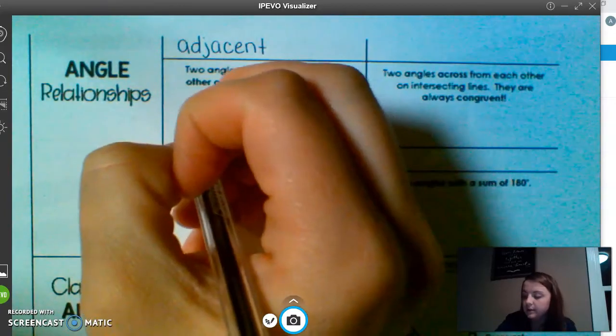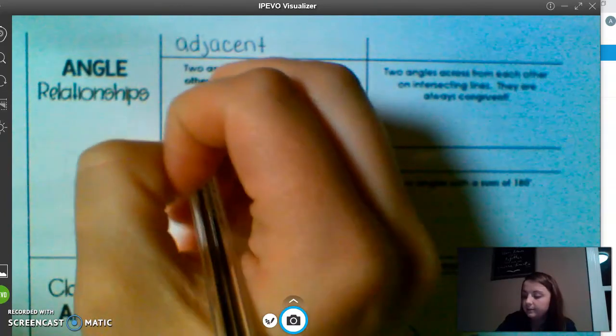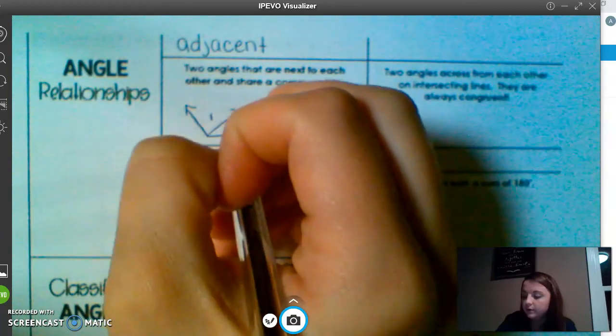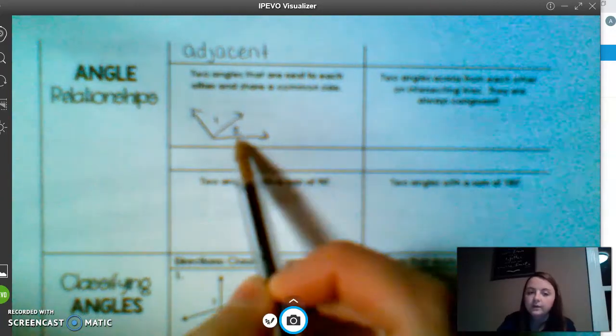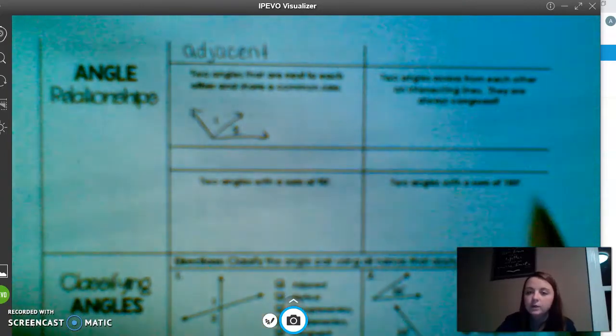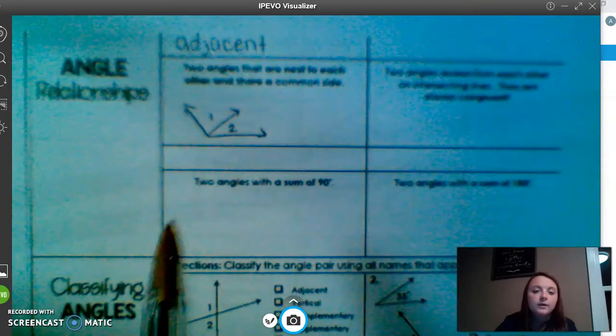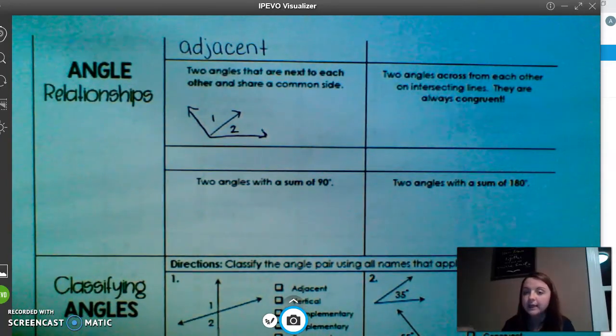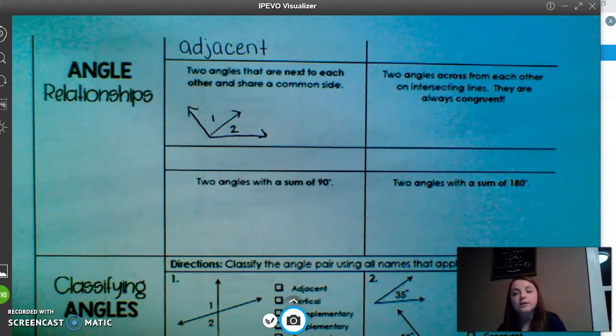So that would be something like this, where you have angle 1 and angle 2, and they're right beside each other. Those are adjacent, remember.